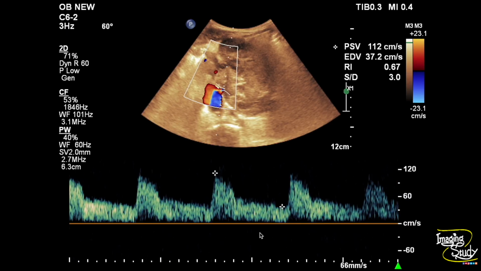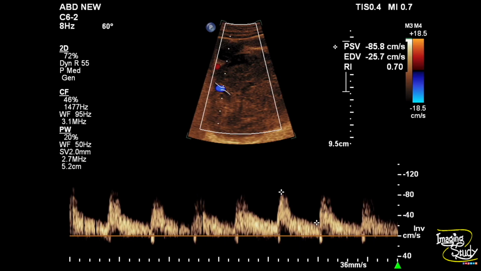We have taken a sample from different sites. Here is the main supplying artery and it shows a good amount of flow on diastole with a systolic flow of 112 and resistive index of 0.67. Here you can see a moderate resistant wave pattern with a systolic flow of 85 cm per second and resistive index of 0.7.